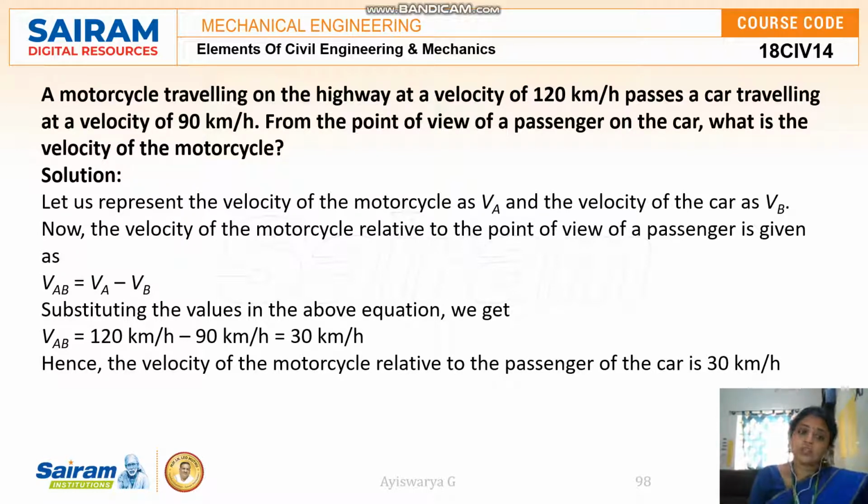So these are all the things to be observed while solving the numerical, and along with that you have to use the formula VAB equal to VA minus VB. Okay, so you will be able to solve any type of numerical if you can understand the strategy of calculation of the resultant and relative velocities.